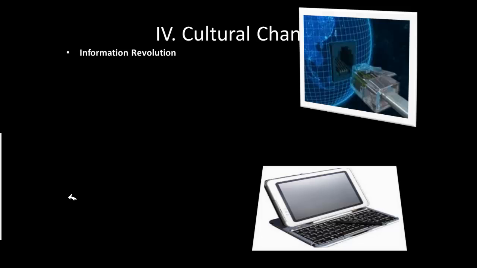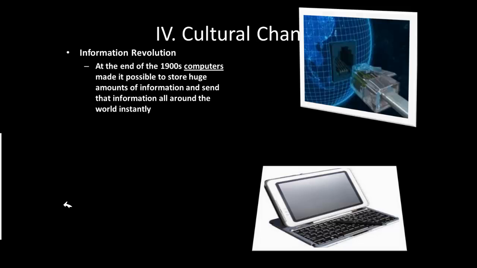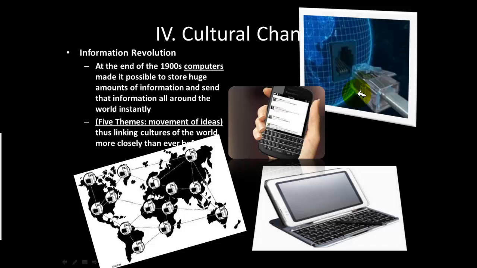The next revolution that we'll discuss that greatly contributes to cultural diffusion is one that we're in the midst of right now, and this is the information revolution, and it's relatively new. It started around the end of the 1900s, so around the 80s and 90s, with the advent of computers. Personal computers made it possible to store large amounts of information. And then with the advent of the internet, you're able to communicate and send that information all over the world in the blink of an eye.